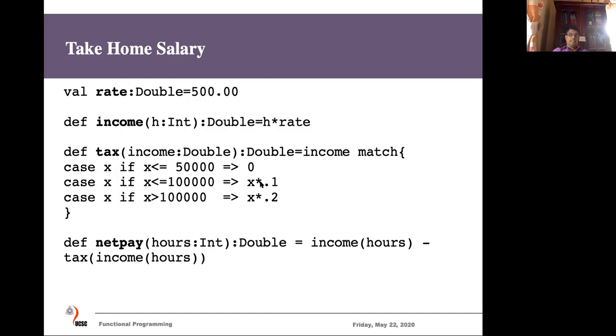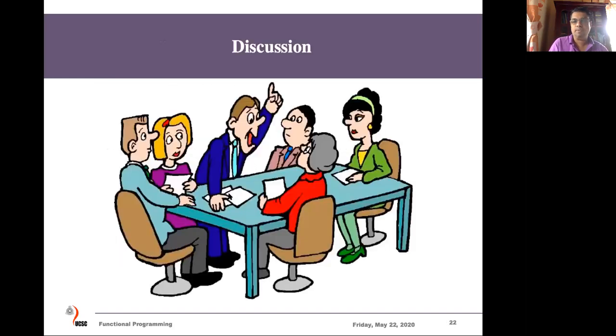After we write this tax function, our net pay function is basically income minus tax. So we can write a function called income. Income takes the input, and income is working hours times the salary rate. Rate is defined as a value here on the top. Income is defined as hours by rate, and then net pay is defined as income minus tax. Tax is defined as this. So that's how we solve this problem.